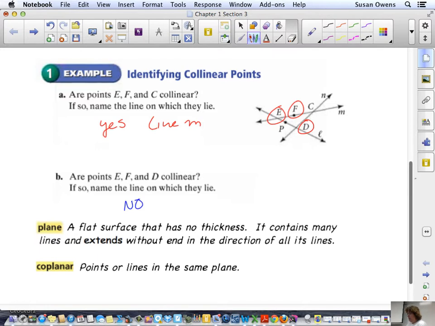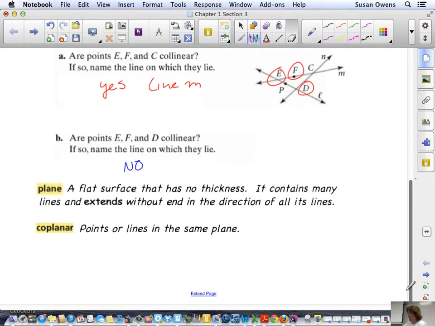Coplanar means points or lines that are in the same plane. A lot of the time I'll draw a plane that looks like a piece of paper. I really can't draw it extending forever, so when I draw it, we just have to realize that it represents a plane that would go on forever. Points and lines can be coplanar.